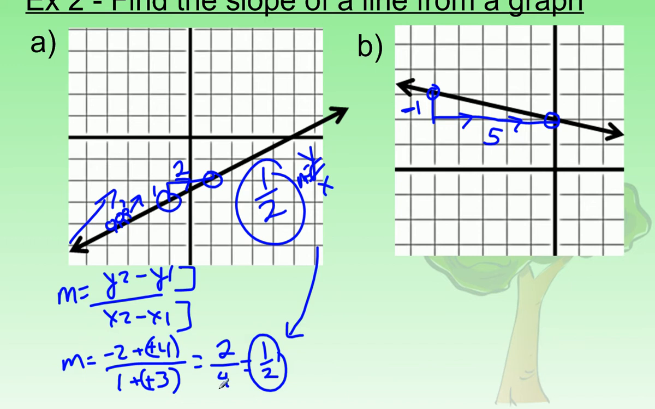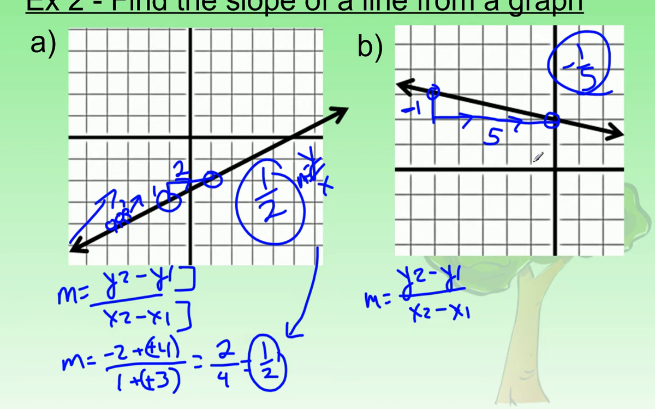Oopsie, I wanted that negative 1/5 back. Now, we did this using the graphing method, just counting boxes. Let's do the formula method. So y2 minus y1 over x2 minus x1 is my slope.